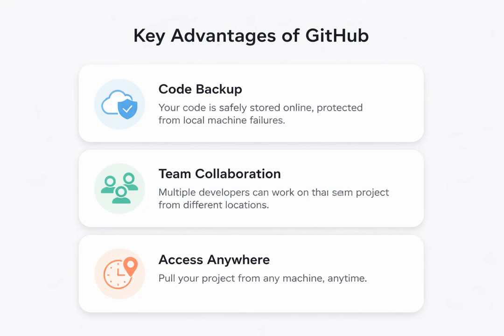So what are the main advantages of using GitHub? First, backup. If your laptop crashes or gets lost, your code is safe on GitHub. You haven't lost anything. Second, team collaboration. Multiple developers can contribute to the same codebase without stepping on each other's toes. And third, access from anywhere. You can pull your project down onto any machine and pick up right where you left off. These three benefits alone make GitHub an indispensable tool in any professional development workflow.